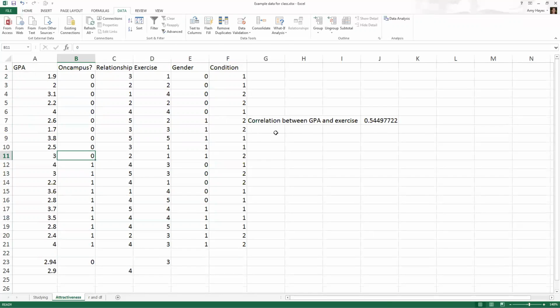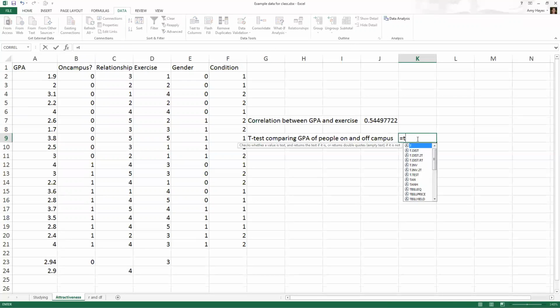So I'm going to write my label over here, t-test comparing GPA of people on and off campus. So that's just reminding me later when I save this, hey, what did I actually run a t-test about? Click in a new cell, equal sign, and then you're going to type t.test, open parentheses. Now stick with me, this one is a little bit more complicated.